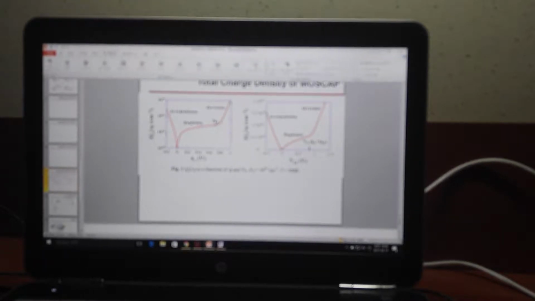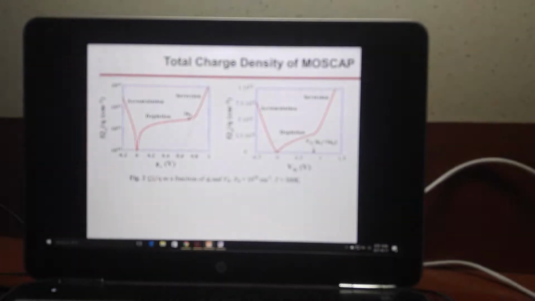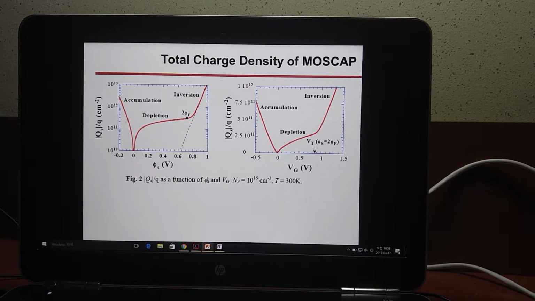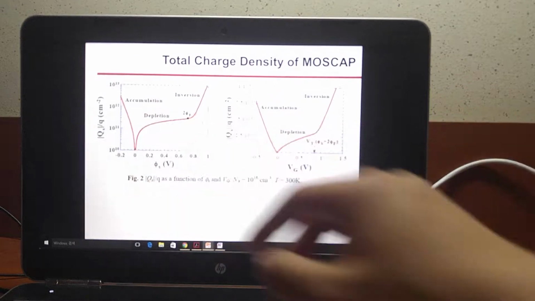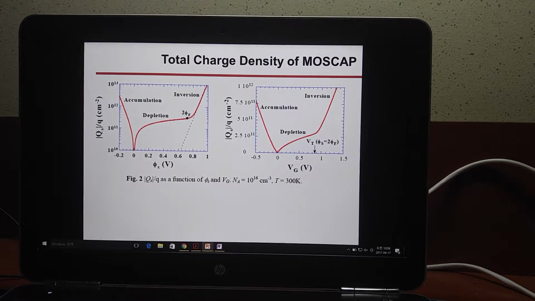And after that, we have to know about total charge density of MOSFET. As you see in this graph, the x-axis is the surface potential and the y-axis is the surface charge. We can guess the state from these parameters.